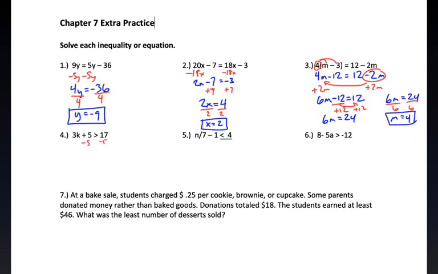On number 4, we have an inequality. I'm going to add 5 to both sides. 3k is greater than 12. Divide by 3, k is greater than 4. Open dot pointed to the right for your graph.